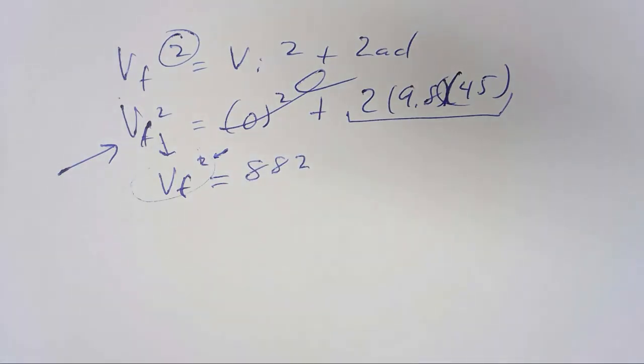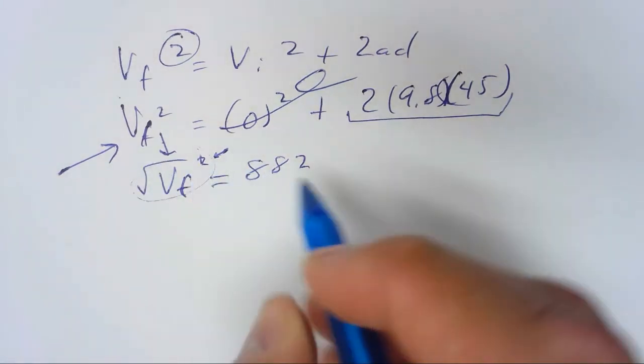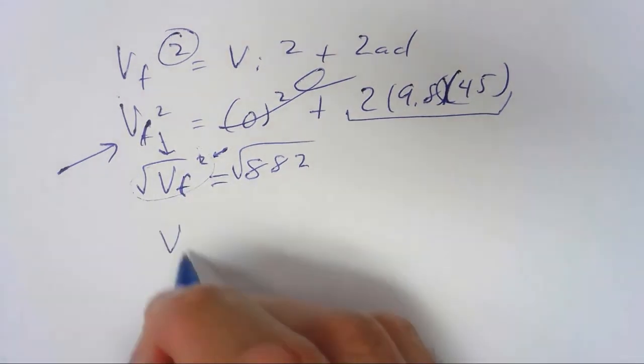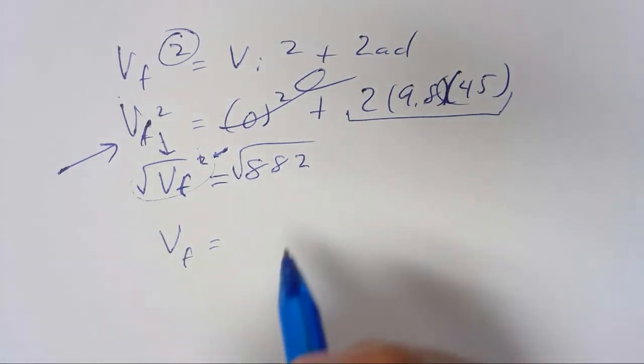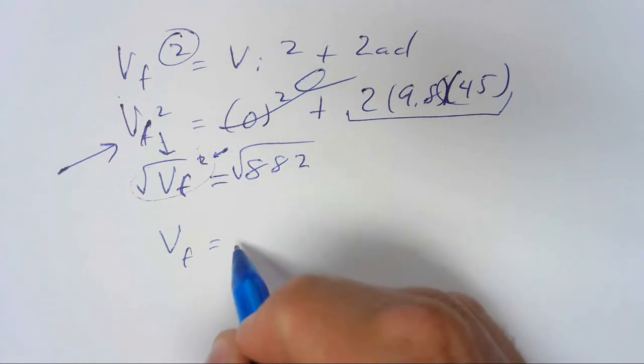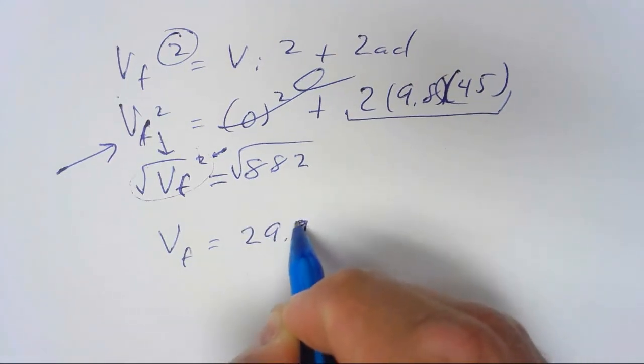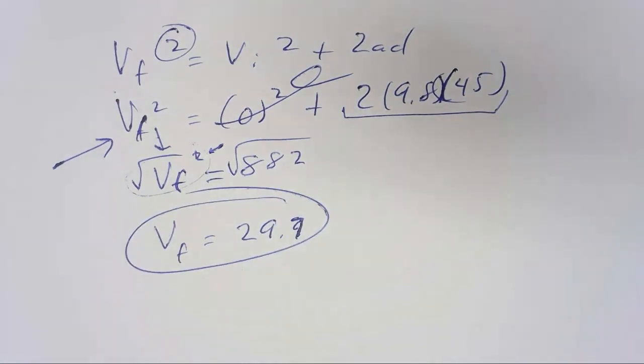And remember, the way to get rid of things is to do the opposite operation. Opposite of squared is to take the square root, and whatever we do to one side, we have to do to the other. The square root of VF squared is VF, which is what we want, and the square root of 882 happens to be about 29.7, and that would be our answer there. All right, so if the variable you're solving for is squared in the equation, the last step would be to take the square root.